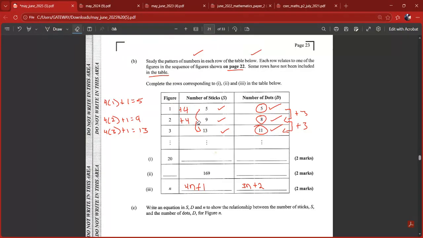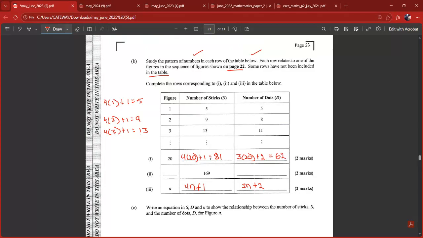Alright, so let me just clean this up a little bit. So now I'm going to use these formulas to fill out the missing spaces. I have 4 by 20, because now n is 20, plus 1 would be 81, because 4 by 20 is 80 and 80 plus 1 is 81. Then this one will be 3 by 20 plus 2. 3 by 20 is 60 and 60 plus 2 is 62.